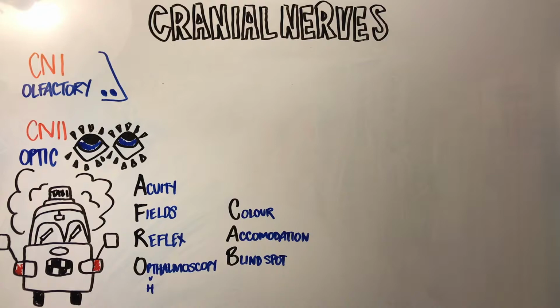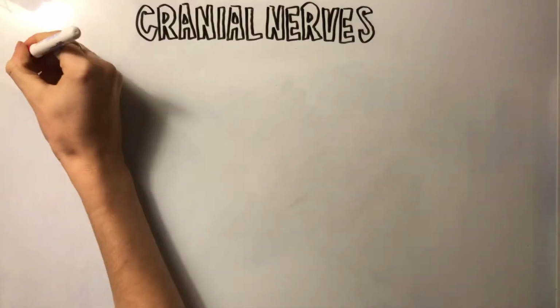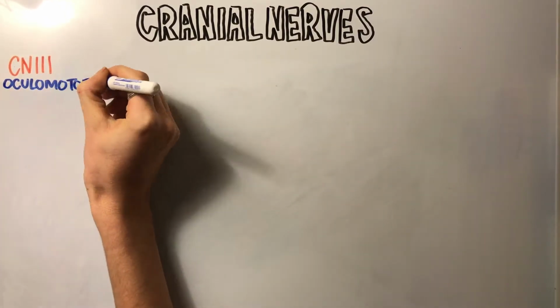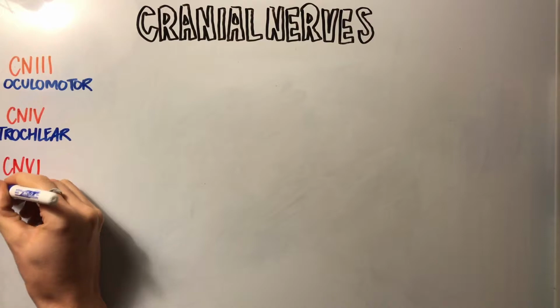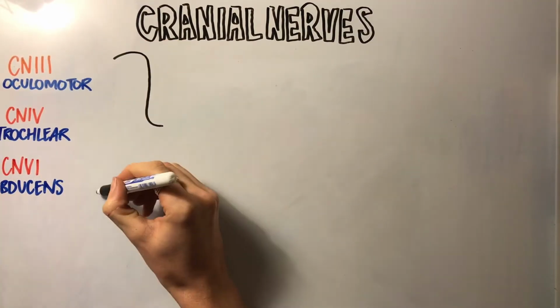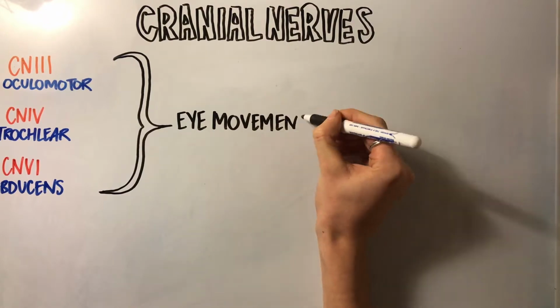So that is the olfactory and the optic nerves done, 2 sensory nerves completed. And now we're going to look at the oculomotor nerve, which is cranial nerve 3, the trochlear nerve, which is cranial nerve 4, and the abducens nerve, which is cranial nerve 6. All these nerves are motor nerves, and together they control eye movement.